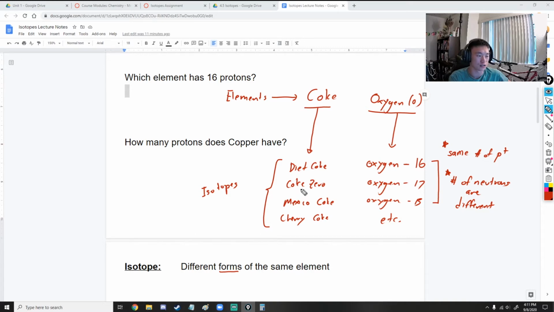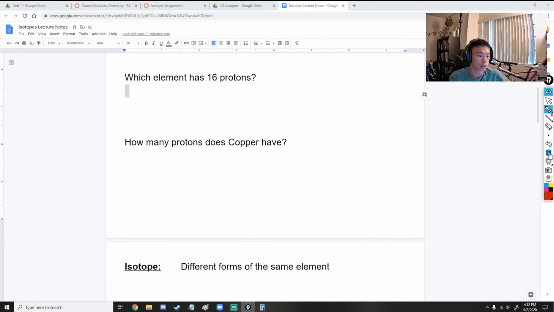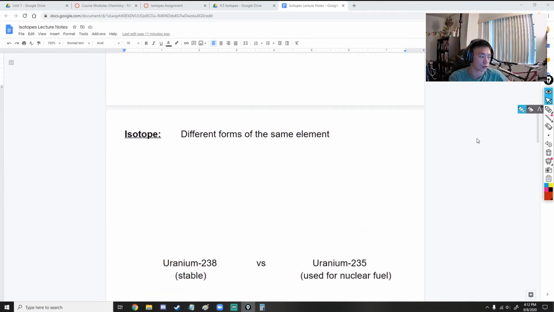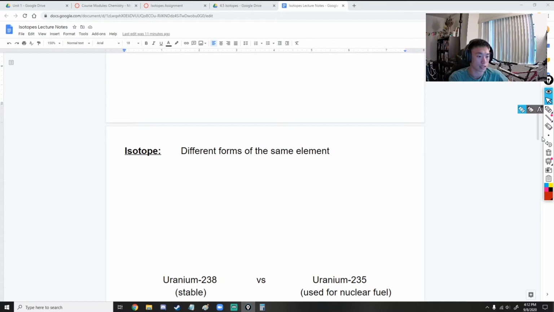They're still all soda, and you just drink them, and they're still pretty good, no matter what type of soda it is. Isotopes can change how an element functions. Okay, so we're going to take a look at a very famous example. I don't know if you guys know about uranium. You might have heard about uranium, but uranium has two different types of isotopes.